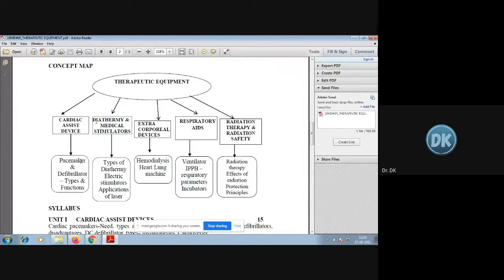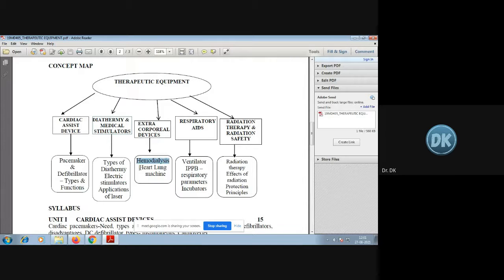Okay, and the second category is diathermy and medical stimulators. These devices are mainly used for surgery purposes. Diathermy is one technique where you use heat to cut the tissues or to heal the tissues and the wounds. Okay, so diathermy is one technique. And the third unit deals with extracorporeal devices. Extracorporeal means you are going to place a device outside the body, but the device will be connected to the body.